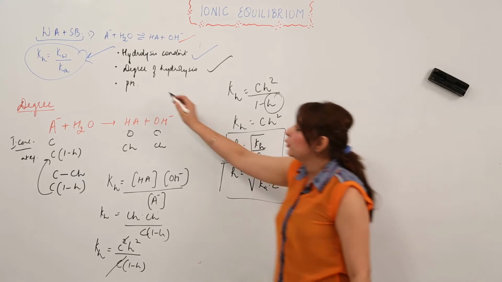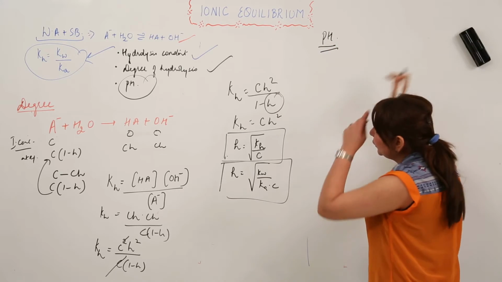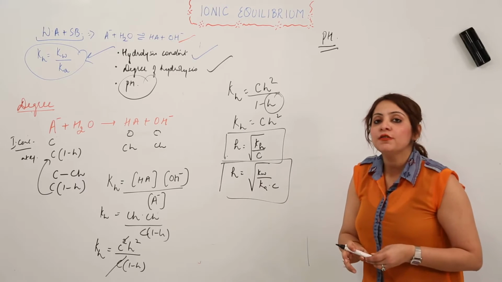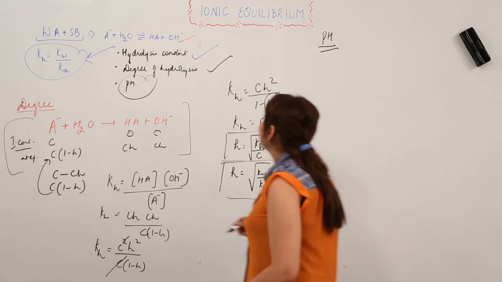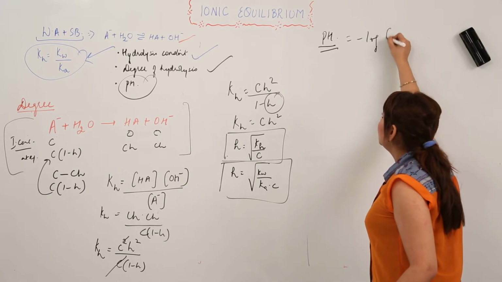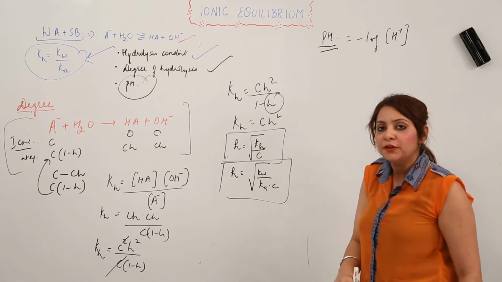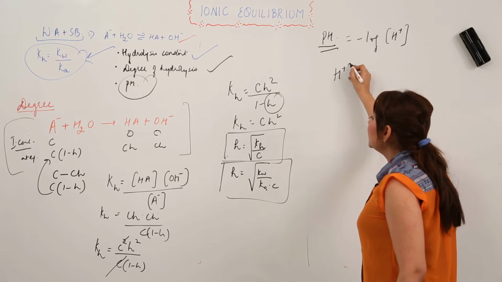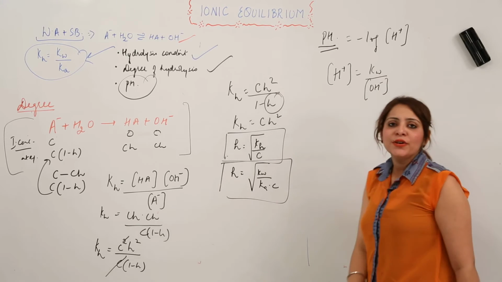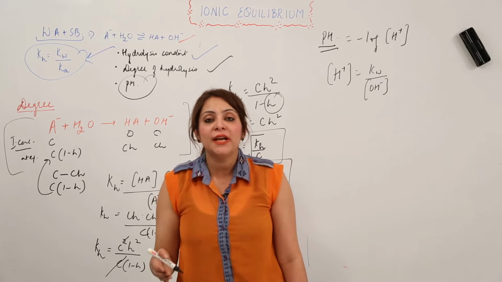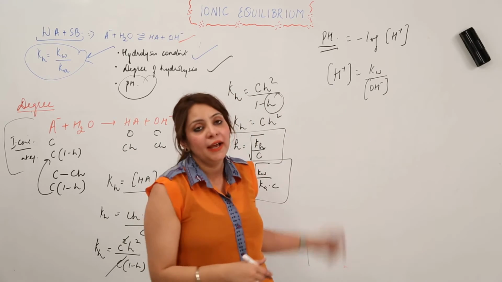Now we look at the third property, that is the pH. How are we going to find the pH? We know that pH is equal to minus log of the hydrogen ion concentration, so we first need the hydrogen ion concentration. We know [H⁺] is equal to Kw upon [OH⁻]. Where did this equation come from? It came from the ionic product of water: Kw is equal to the concentration of H⁺ ions into the concentration of hydroxide ions.